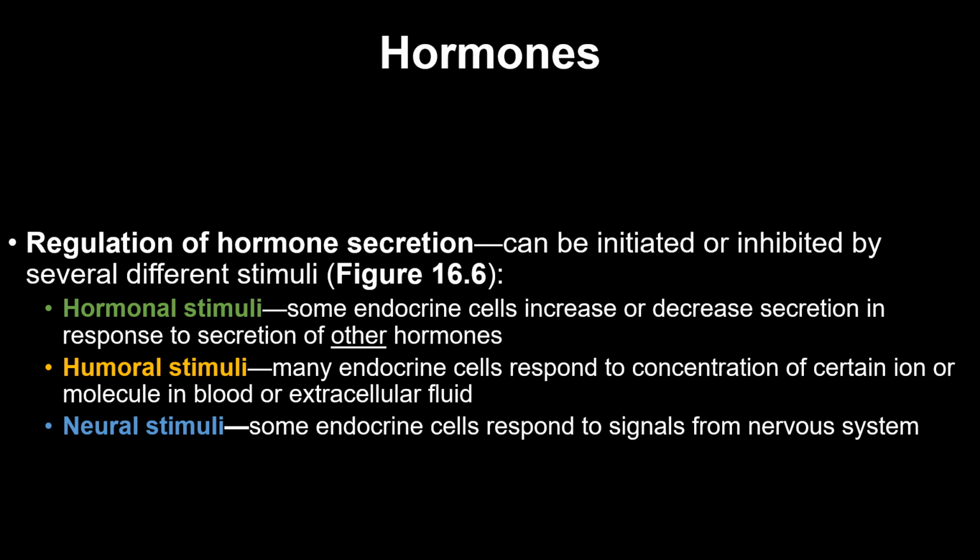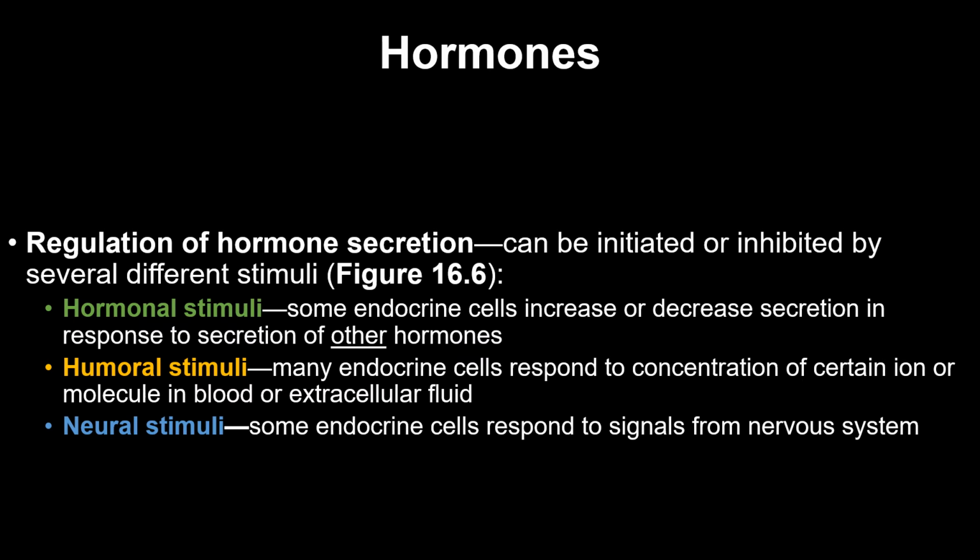So let's talk about the regulation of secretion of these hormones. It's either initiated by hormonal, humoral, or neural stimulus. With a hormonal stimulus, you're going to find that some endocrine cells will either increase or decrease their secretion, typically in response to some other hormone interacting with them. Examples here like the hypothalamus, it regulates secretion from the anterior pituitary gland through secretion of releasing and inhibiting hormones.